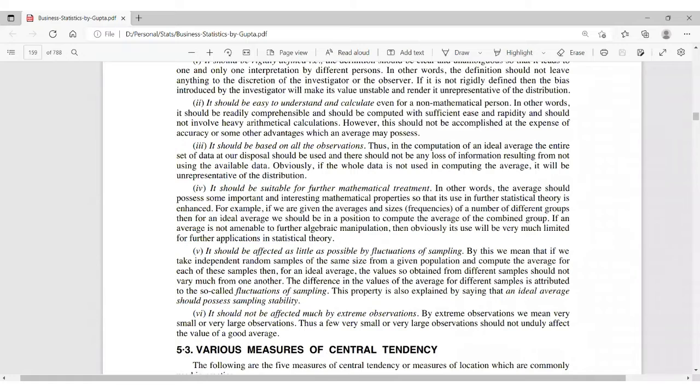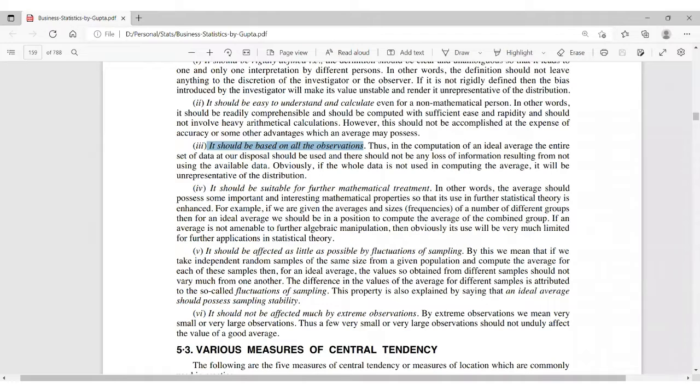Third, it should be based on all the observations, so that we can consider all the observations to compute the average, because it is representing the whole values. It would be ideal to take all these values, but there are some averages in which we can't use the whole complete data. We use only some part. That is the other thing.